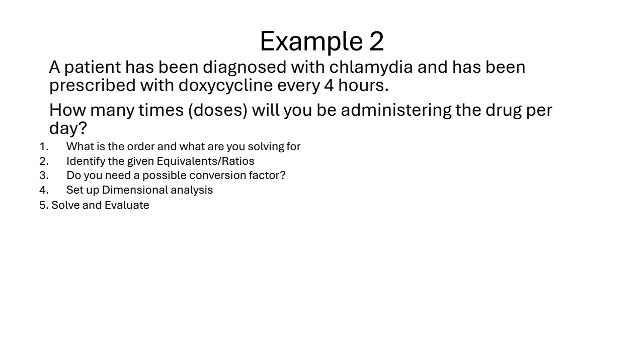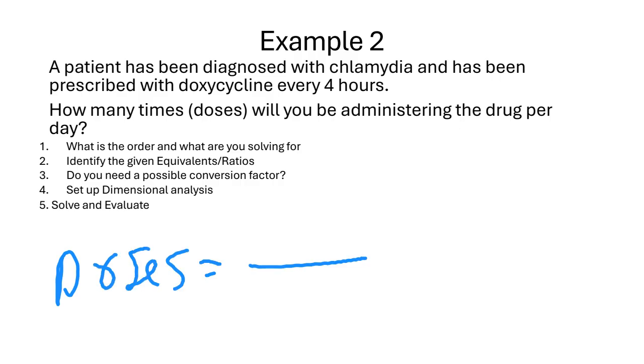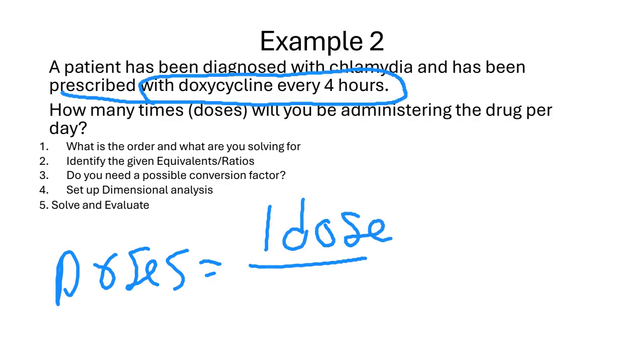In this case, we only need how many doses we are going to have. So on doses. By the problem, they're telling us that the order has to be doxycycline every 4 hours. So that means 1 dose will be every 4 hours. And they're not telling us this information here, but we know it, that there are 24 hours in 1 day.